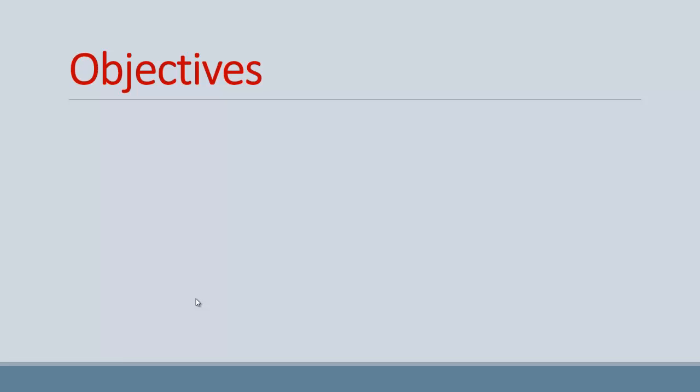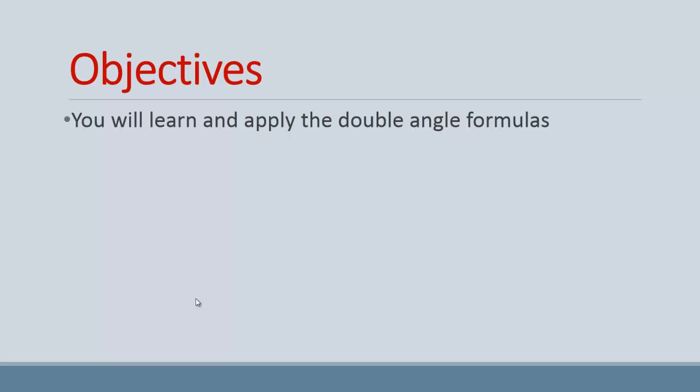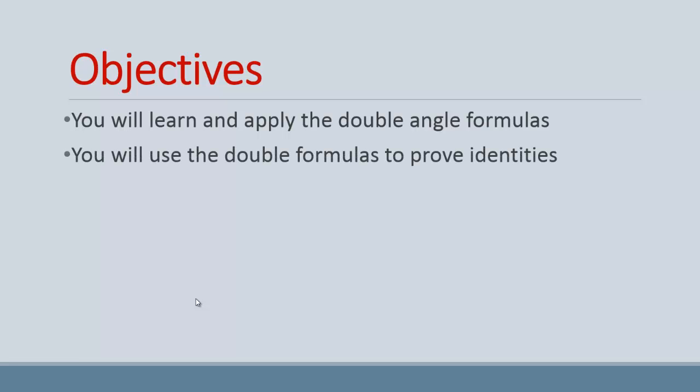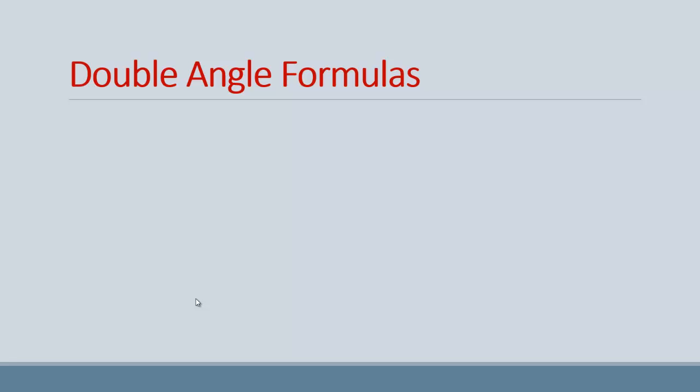So anyway, objectives. You will learn and apply the double angle formulas, and you will use the double angle formulas to prove identities. So let's start with what they are. So your formula for sine, you only have one. Sine of 2x equals 2 sine x times cosine x.